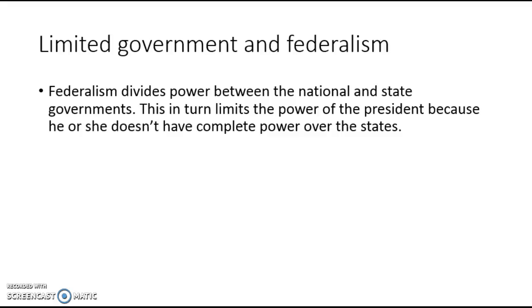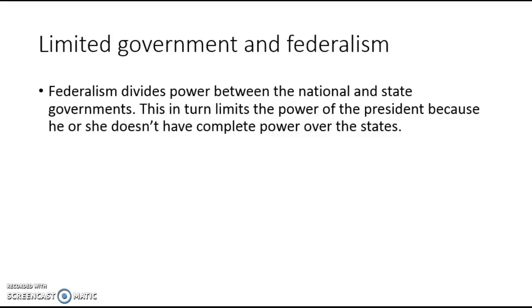This PowerPoint is very short. It is about how the government is limited. The Founding Fathers created a political system based on limited government, and the Constitution and the Bill of Rights were intended to restrict the powers of the national government. So let's have a look at federalism and how it limits the powers of the national government, especially the president.